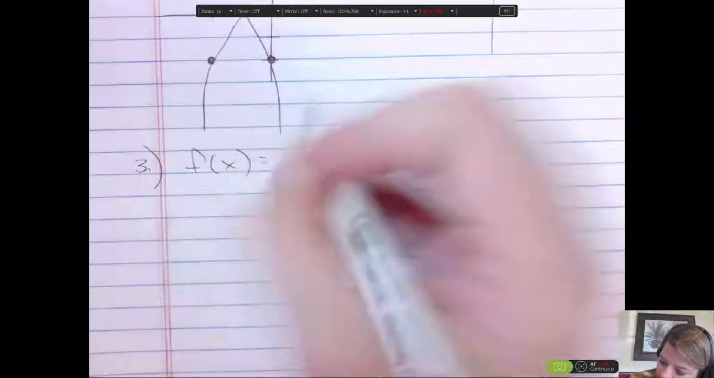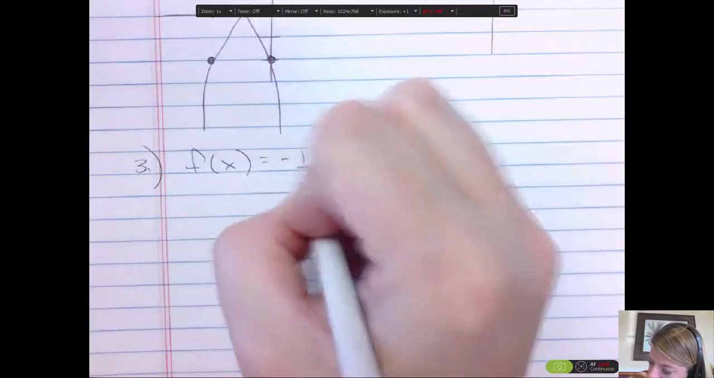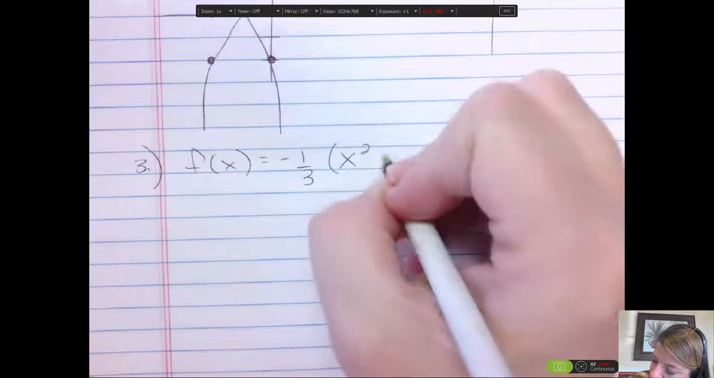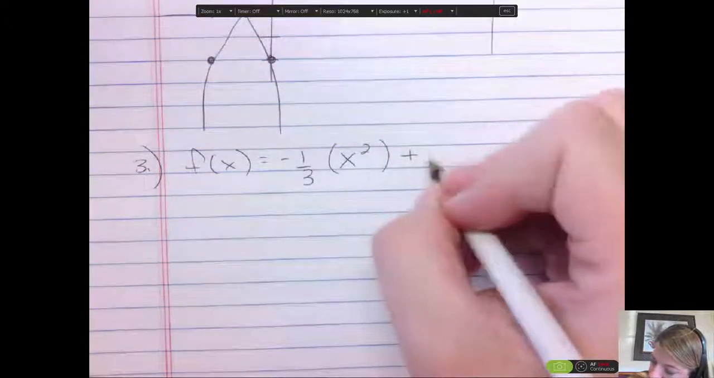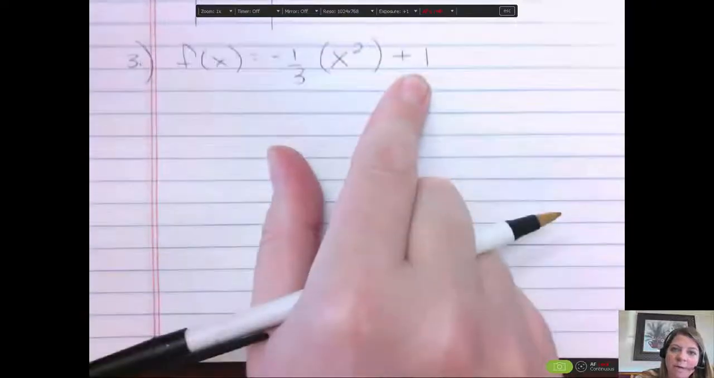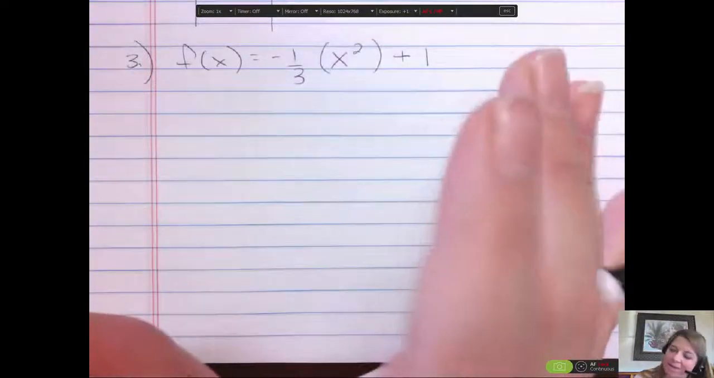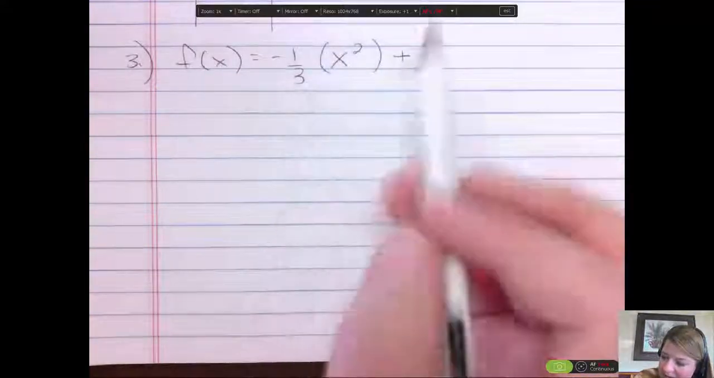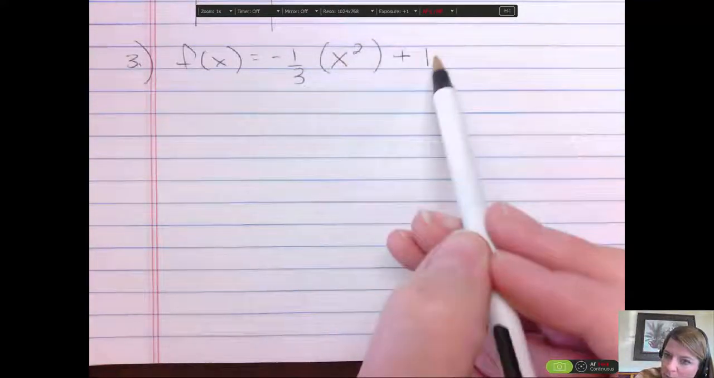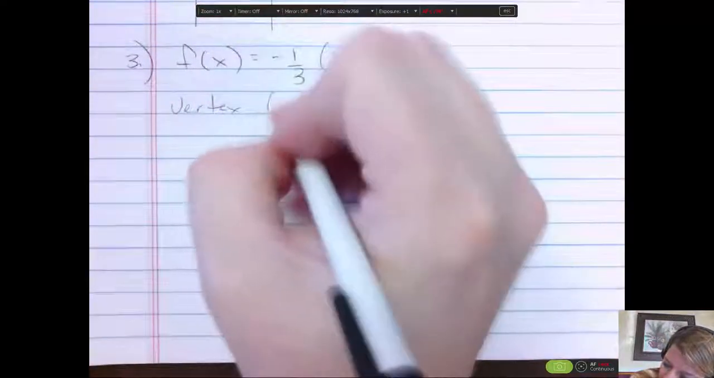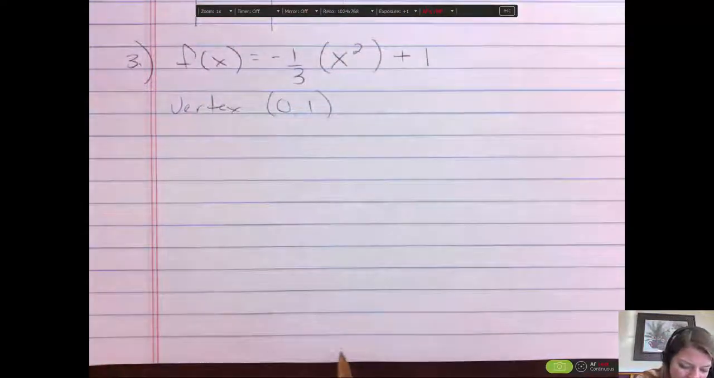So what if I have f of x equals negative 1/3, and maybe I won't do the parentheses. You don't need the parentheses. What if it just said negative 1/3 x squared plus 1? It doesn't look like it's in vertex form, but there's no x term, so it still is. You can see it as 0, 1 as the vertex.